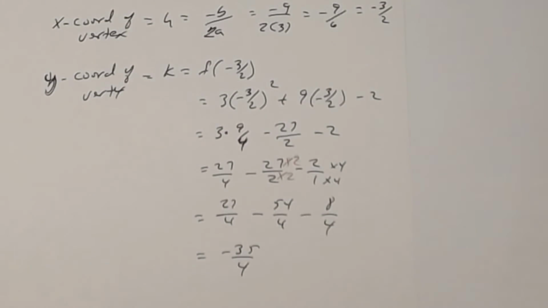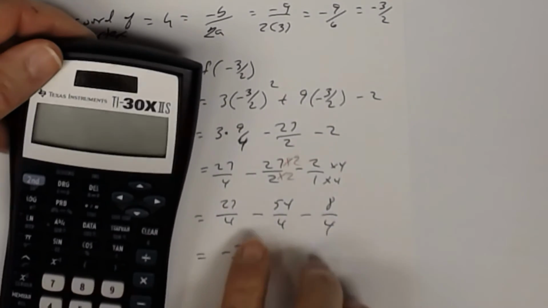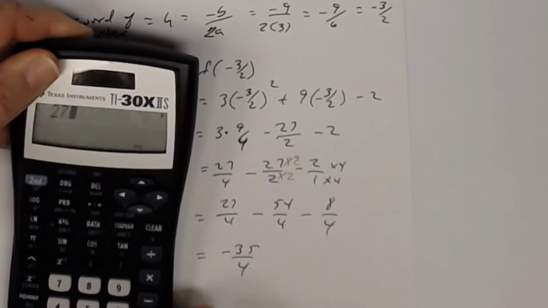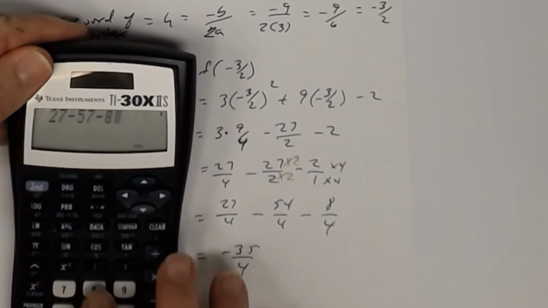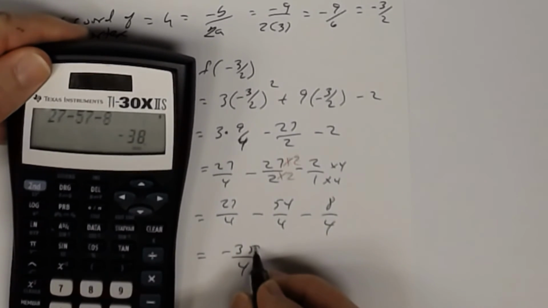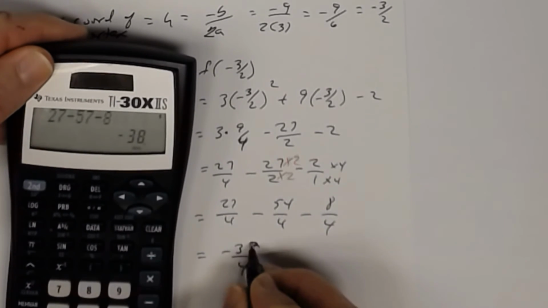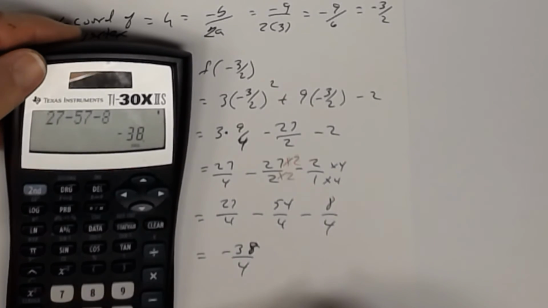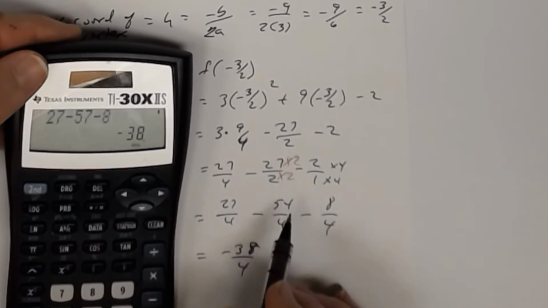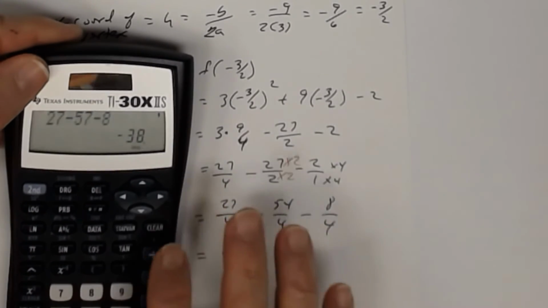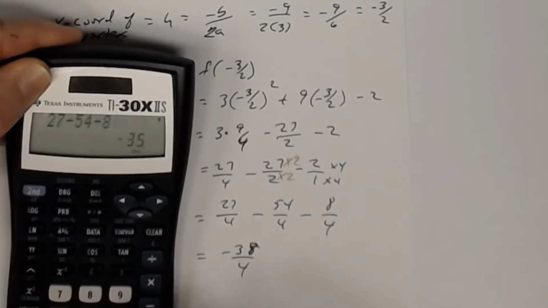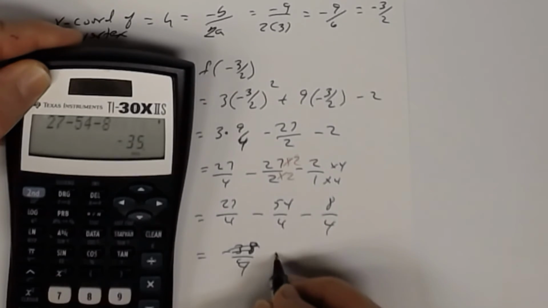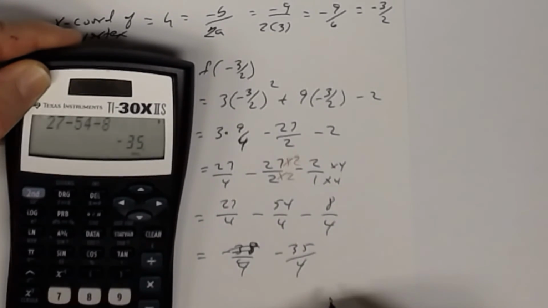If you have a phone, you know you have a calculator on your phone, right? So just say 27 minus 54 and then minus 8. Oops, I'm sorry, negative 38 divided by 4? Okay, 27 minus 54 minus 8 is 35, so I was correct. So negative 35 divided by 4.